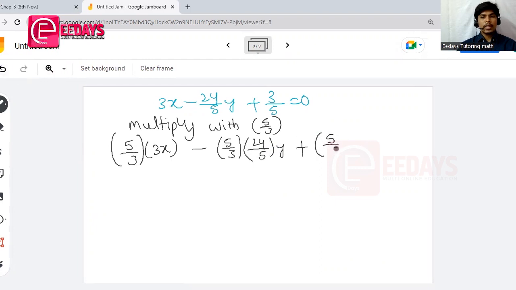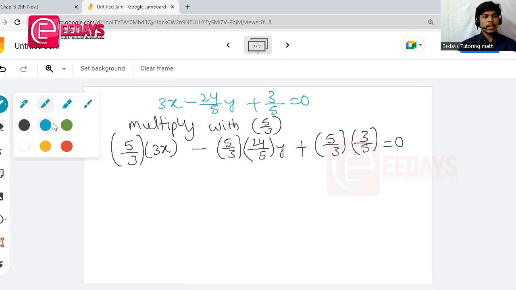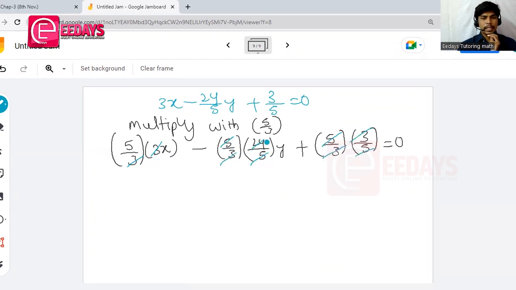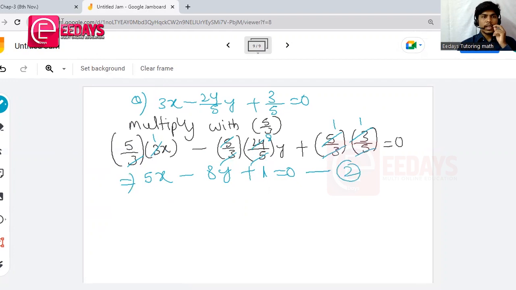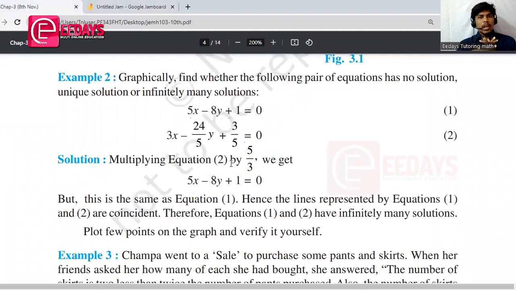Then you are able to understand 5 by 3 into 3 by 5 in the question. Observe carefully here. 3 and 3 get cancelled. Why? Because both are multiplication. 5 and 5 get cancelled, and 5 and 5 get cancelled, 3 and 3 get cancelled, and the 8 is left. Now what are we left with? 1 into x, that is x, 5 into x, 5x minus 8y. If everything is cancelled, you take it as 1. This is the actual question, so we converted it like this. Now this is a fresh equation, that is equation 2. I hope everyone understood.